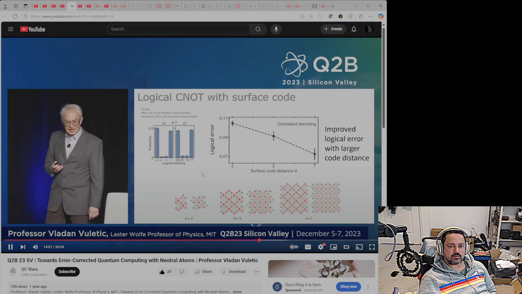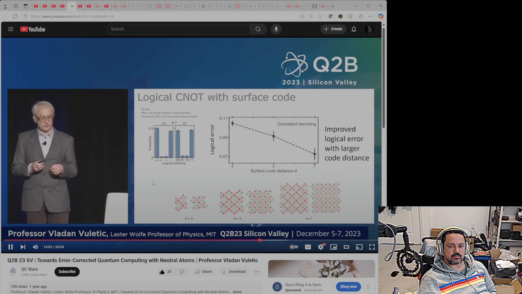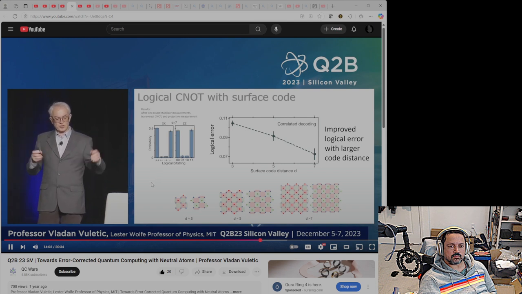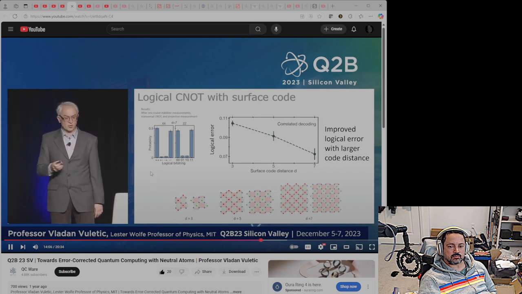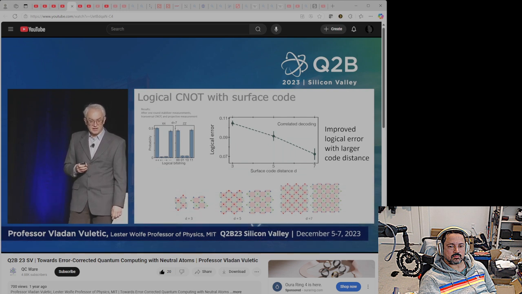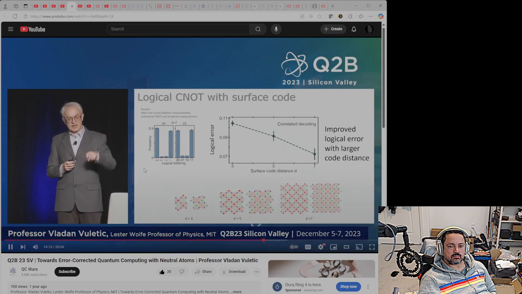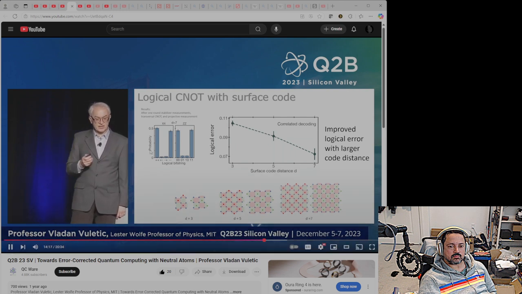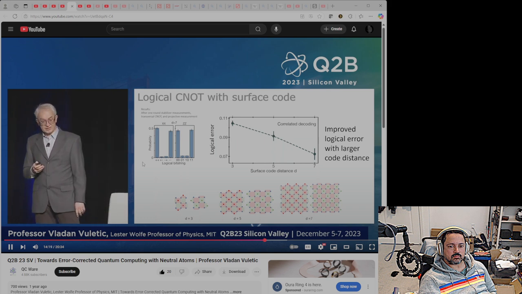Okay? For the surface code, if we tried to make a C0 gate and made the code distance larger, code distance being larger meaning just using more atoms, larger squares, more physical qubits, up to d equals 7, then we see that with increasing code distance, the logical error actually decreases, as you see in this graph.